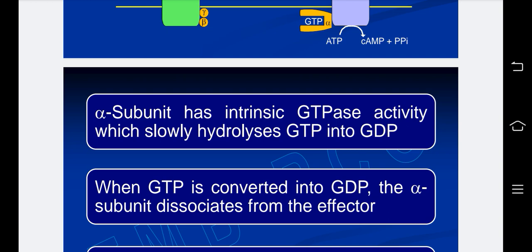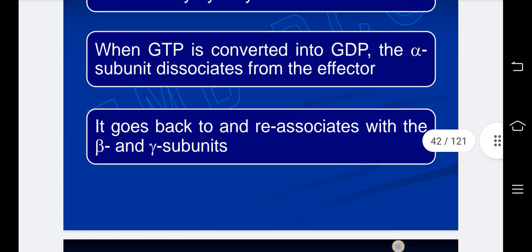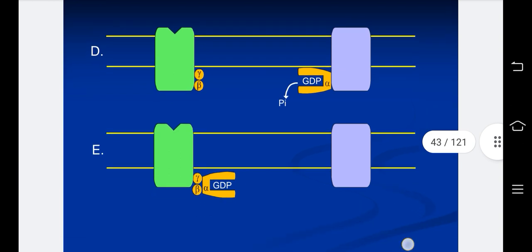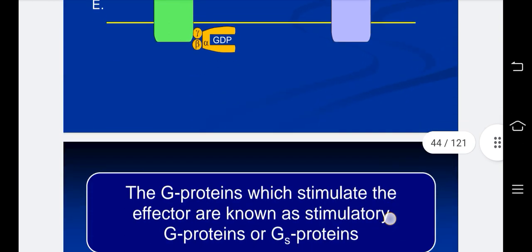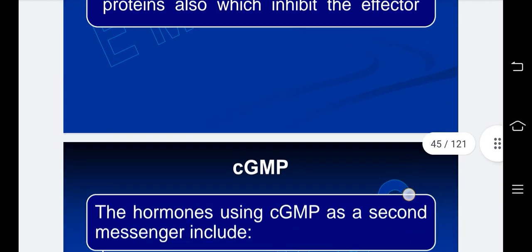So the alpha subunit has intrinsic GTPase activity which slowly hydrolyzes GTP to GDP. When GTP is converted to GDP, the alpha subunit dissociates from the effector, effector in the sense adenylate cyclase. It goes back to and reassociates with the beta and gamma subunits as per this picture. The G proteins which stimulate the effector are known as stimulatory G proteins or Gs proteins. There are inhibitory G proteins or Gi proteins also which inhibit the effector.